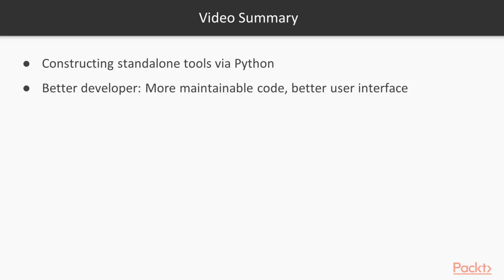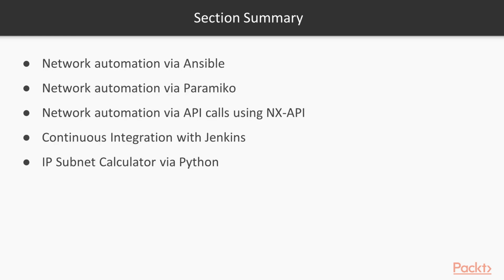So in summary, in this video, we saw that when you're constructing standalone tools via Python, you want to be mindful of writing more maintainable code and having a better user interface. And with this user interface, I mean for other programs to interact with, either an actual user that's using this tool or other tools that use your tools. So in this section, we looked over network automation using Ansible as well as Paramiko. And then we took a look at using direct API calls using NX-API as an example. We also looked at continuous integration with Jenkins, as well as a standalone tool of an IP subnet calculator using Python.